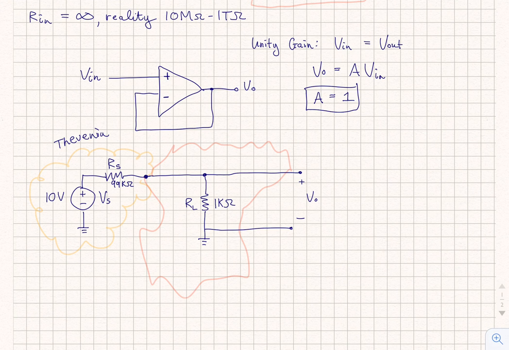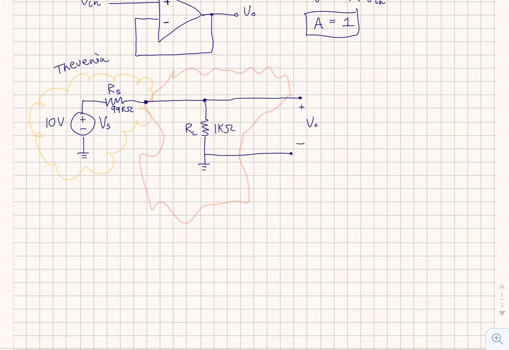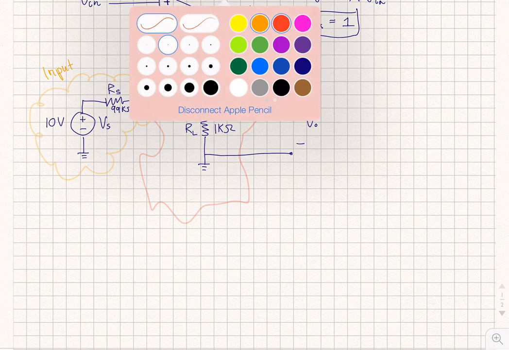Okay, so this is just a normal circuit. We don't have any active components in there. We have some stage, some input stage right here. Let me take this Thevenin out and write input. We got some input stage right here. We got some output stage right here.